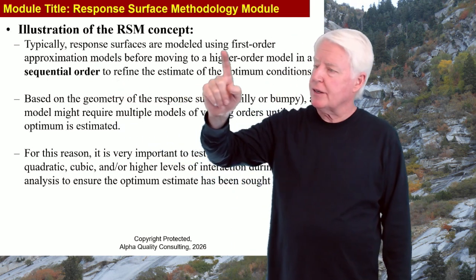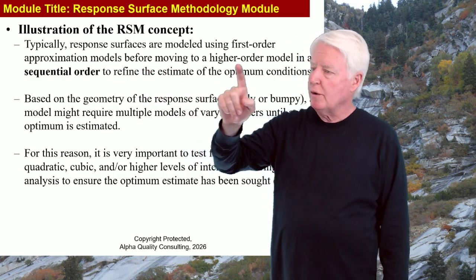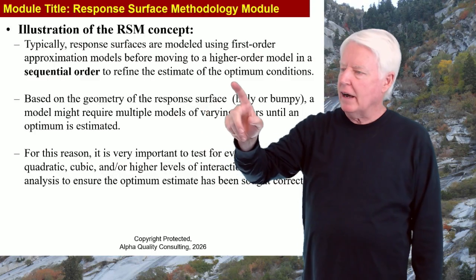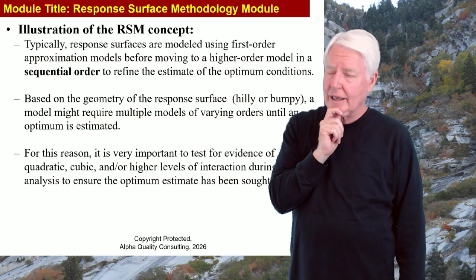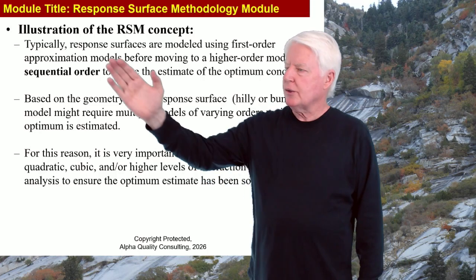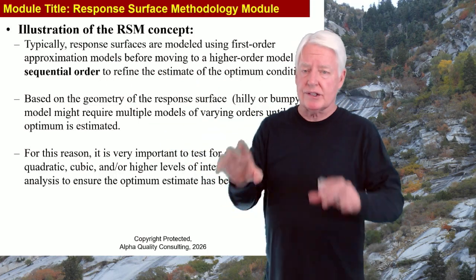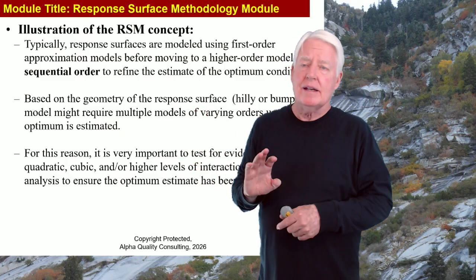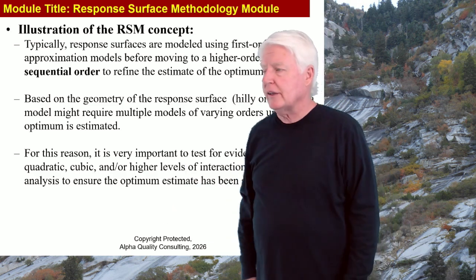Typically, response surfaces are modeled using first-order approximation models before moving to a higher-order model in a sequential order to refine the estimate of the optimum conditions. That's a mouthful again. Okay, so typical response surfaces are modeled using first-order equations. There's no squared units in here. And you can create that with a fractional factorial design, a screening design, a full factorial DOE.